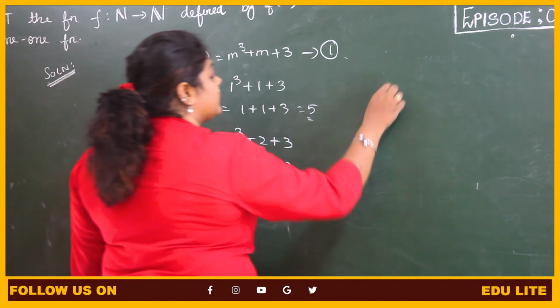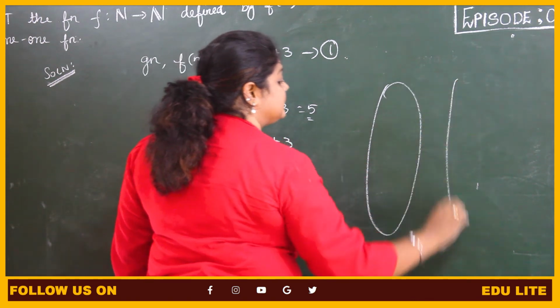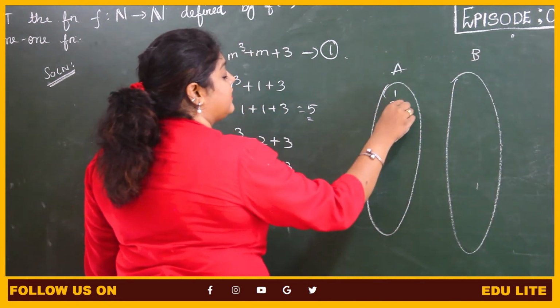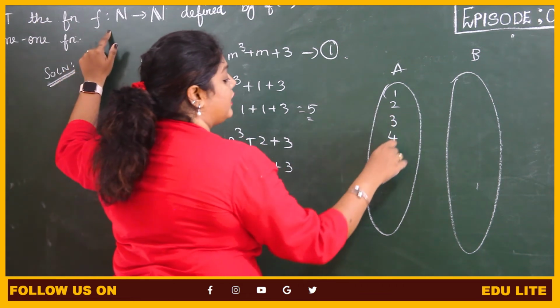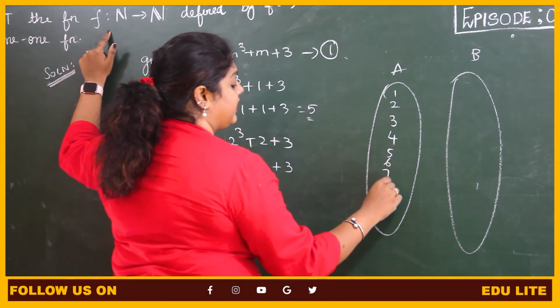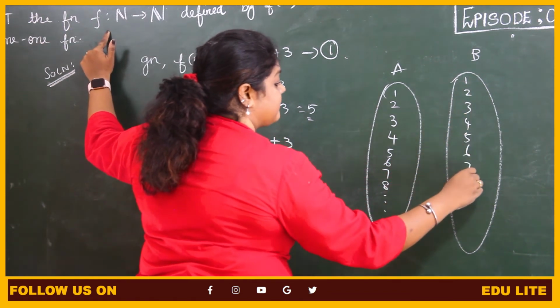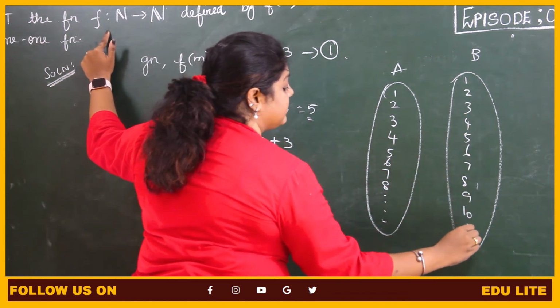Let us check using the arrow diagram. I will consider an arrow diagram. Sets A and B are both the natural numbers as given. 1, 2, 3, 4, 5, 6, 7, 8, it goes on. 1, 2, 3, 4, 5, 6, 7, 8, 9, 10, 11, it goes on.